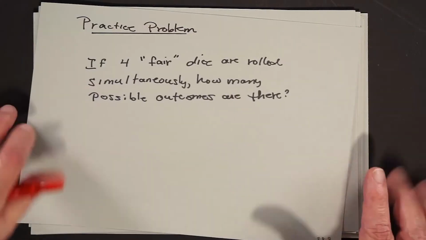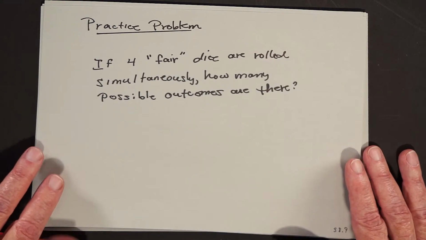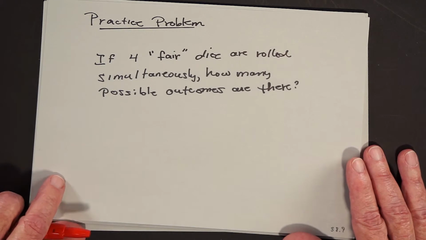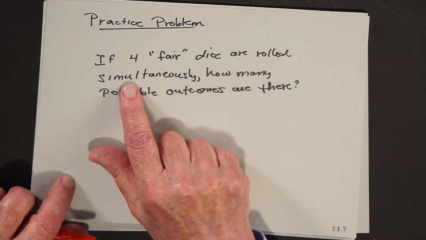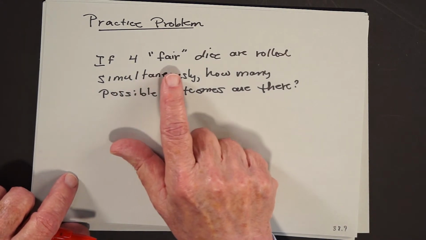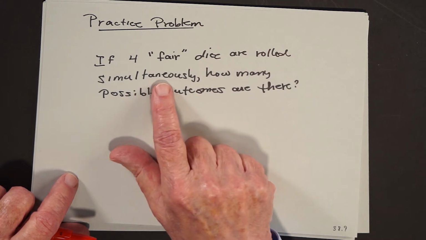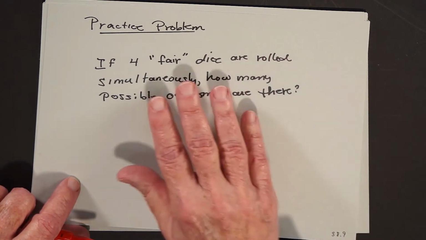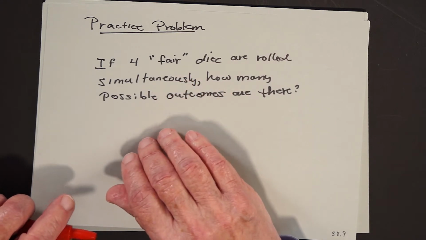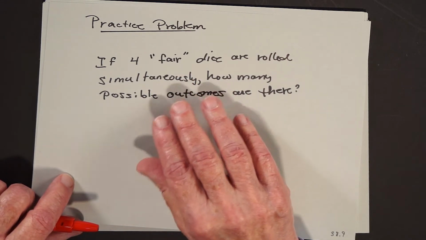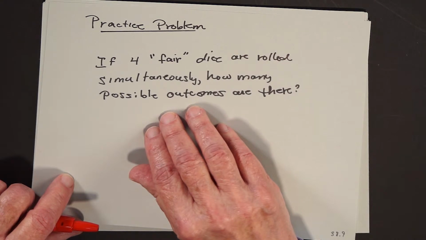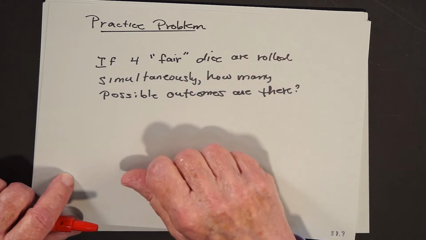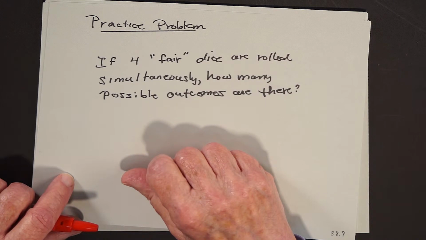So let's close for today just with a relatively simple problem. Basically the practice problem today will be: if 4 fair dice are rolled simultaneously, how many possible outcomes are there? And remember what you do now, you pause the video, work on the problem, and then come back and resume watching the video when you finish so I can show you my solution and make a small comment on it, okay?